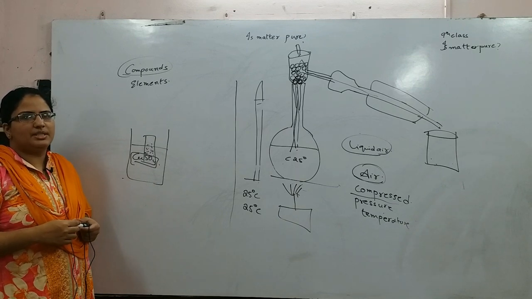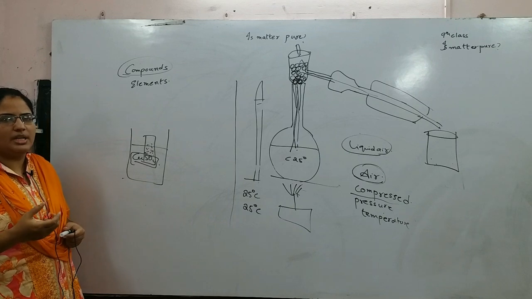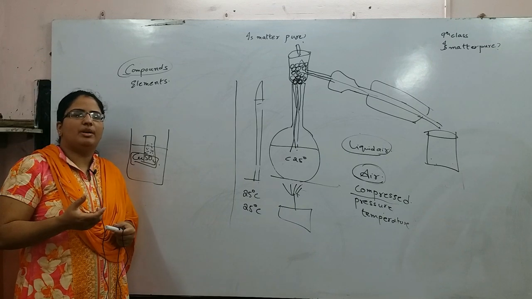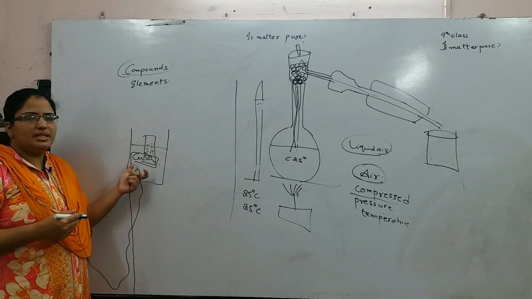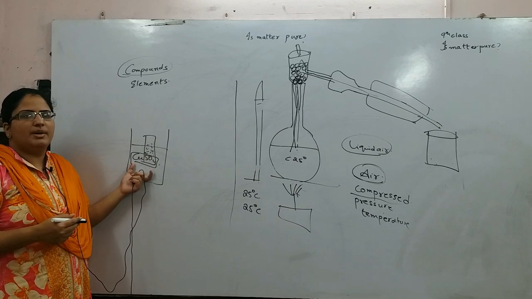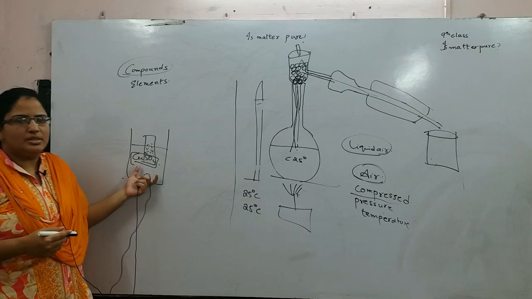It is a pure substance in which you cannot use any physical methods to separate, but you have to use chemical reactions to separate the elements in the compound. Such materials are called compounds.